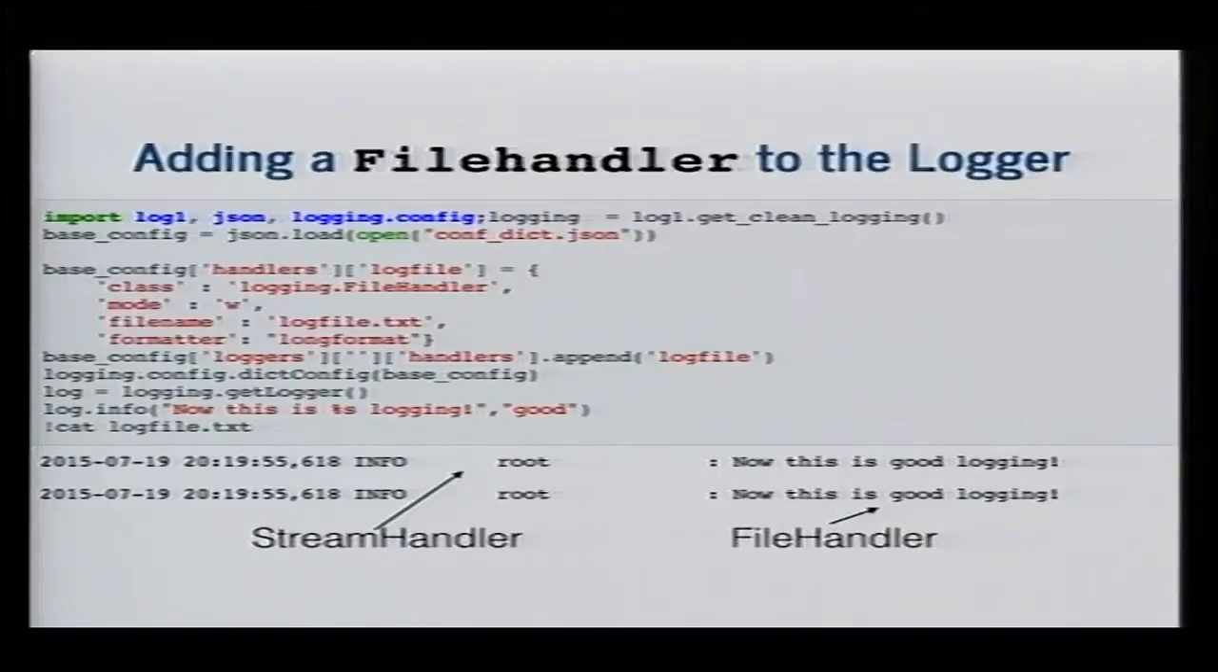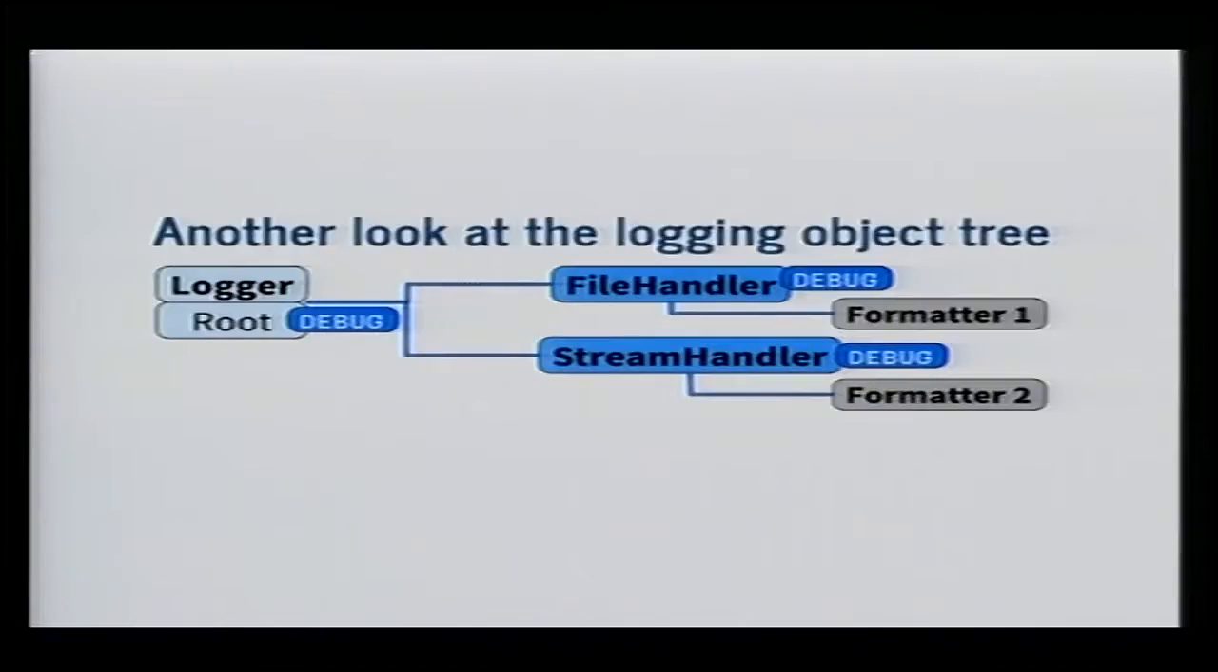You can add, and that's where things get slightly more interesting, different handlers to your loggers. So what I do here is just load the same config, then add a second handler, and then log one message again. And as you can see by this cat log file, now my message ends up in my console and also in my file handler. And, well, if you want to, you can add as many handlers as you want to.